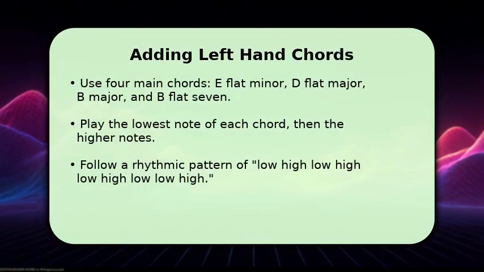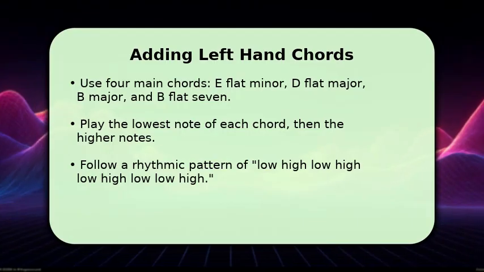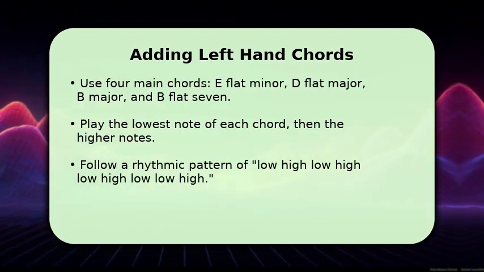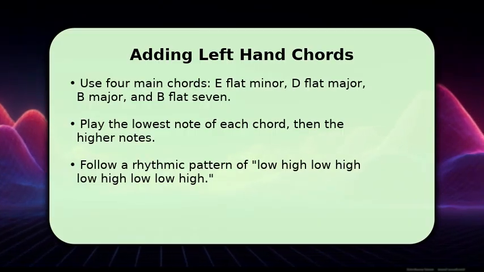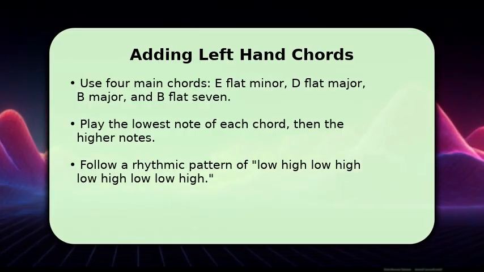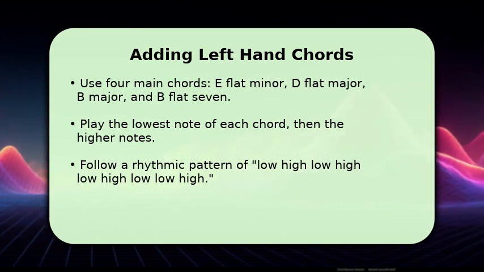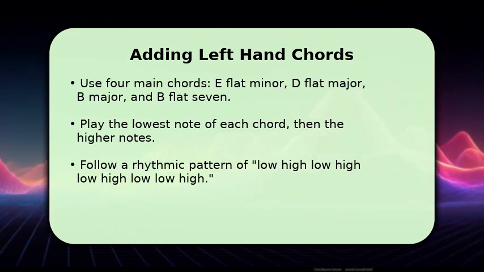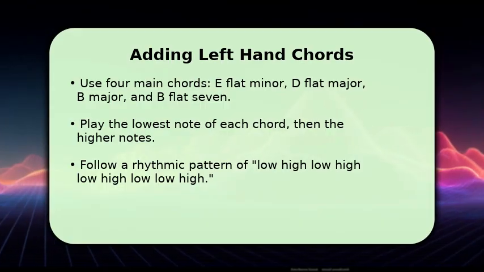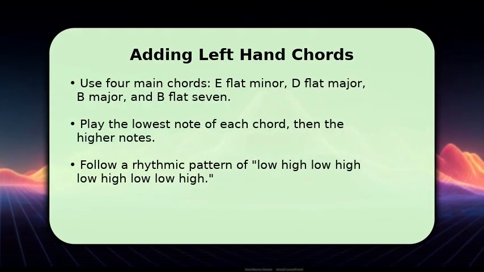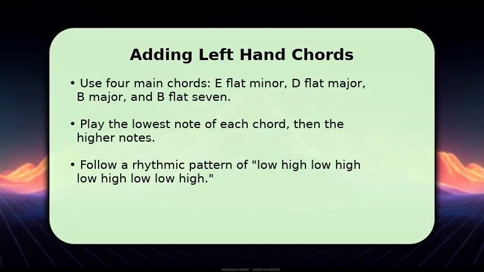Now let's add the left hand with 4 essential chords. These are E flat minor, D flat major, B major, and B flat 7. For each chord, play the lowest note first, then the higher notes. A common rhythmic pattern is low, high, low, high, low, high, low, low, high. Practice transitioning between these 4 chords smoothly, ensuring your hand position is relaxed and comfortable.